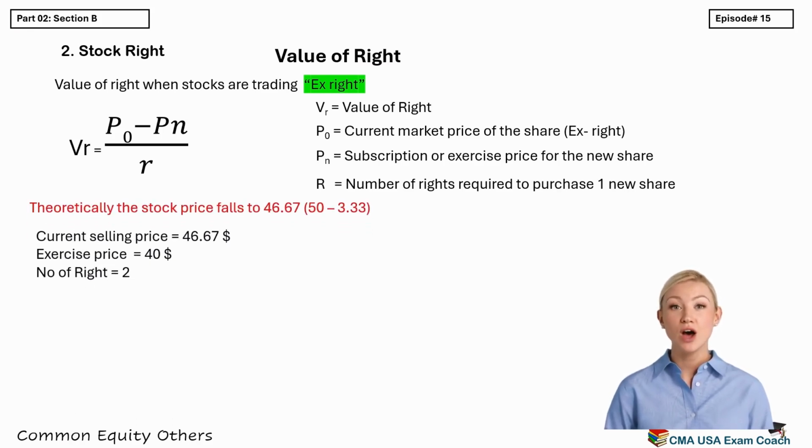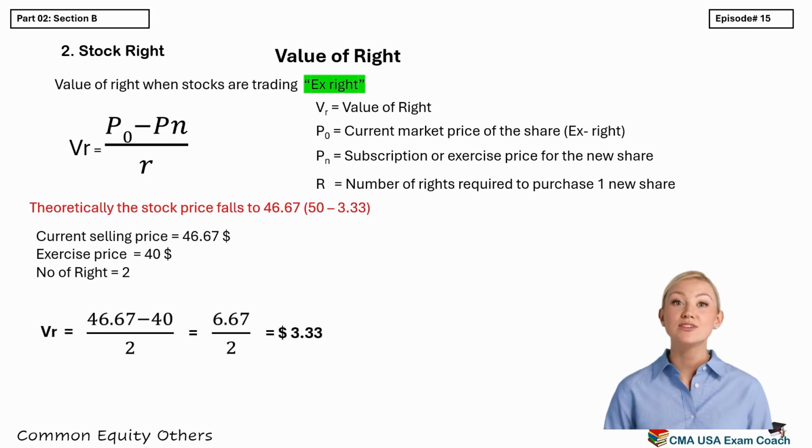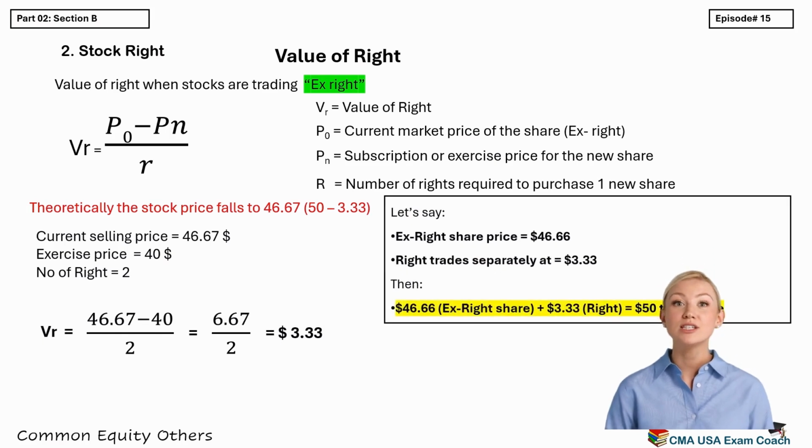Let's apply this to our ongoing example. The market price of the share before going ex-rights was $50. The subscription price is $40. 2 rights are needed to buy one new share. Using the formula, the value of the right is calculated as the difference between 50 and 40 divided by 2, which gives $5. However, when the right is detached from the share, the market adjusts the share price downward to reflect that it no longer includes the right.